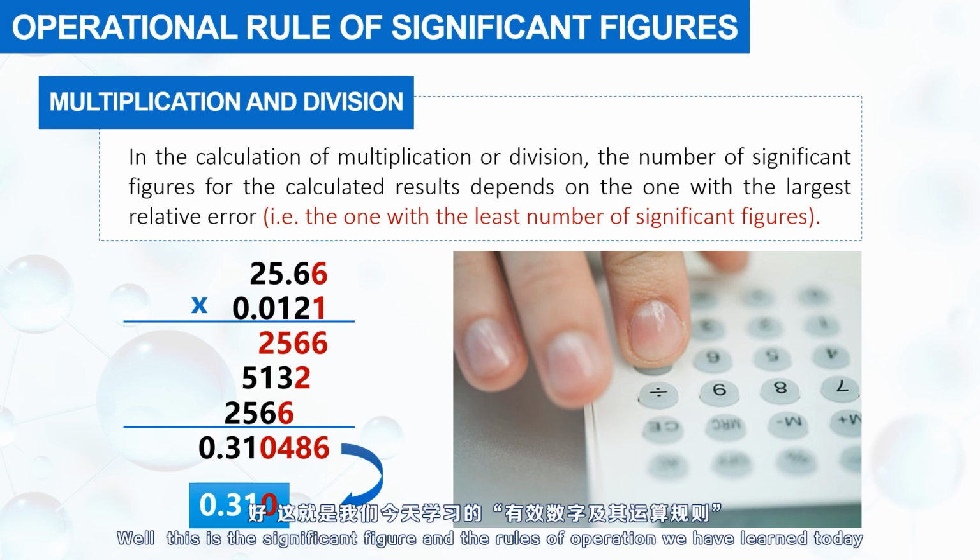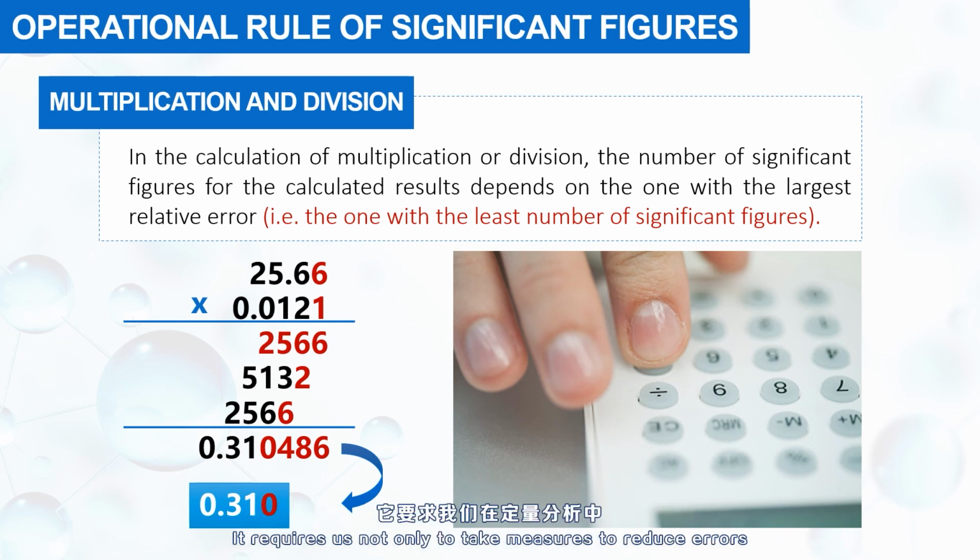Well, these are the significant figures and the rules of operation we have learned today. It requires us not only to take measures to reduce errors, but also to record and calculate scientifically, thus improving the accuracy of quantitative analysis. That's all for today.